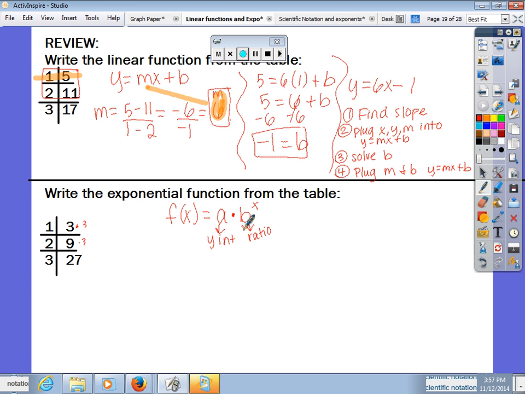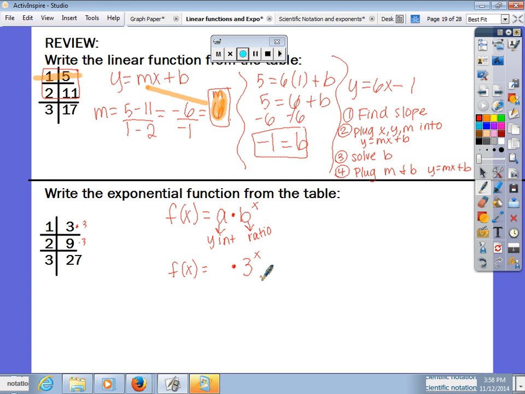I personally always like to start off with what is my ratio, because I think that's the easiest. So I'm going to write this down. Now my ratio is whatever I'm constantly multiplying by. And you can see I'm constantly multiplying by 3. So I'm just going to write 3 to the x. If you want to put parentheses, you can. You don't have to.